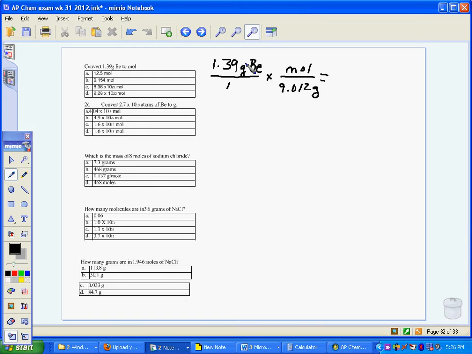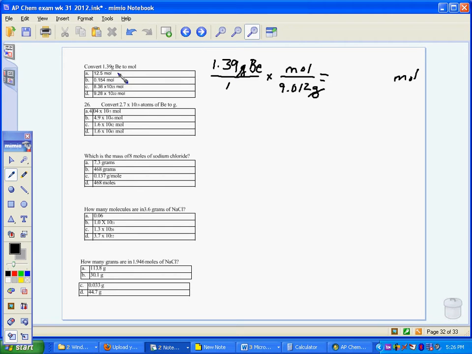Okay, so remember, I didn't have to sit there and say, am I going to have to multiply, divide? I wasn't doing anything like that. All I was doing, I said it's 9.012 grams per mole. Where does grams have to be to cancel out so I can end up with moles? Because that's the whole goal here. I end up with 1.39 divided by 9.01 moles.